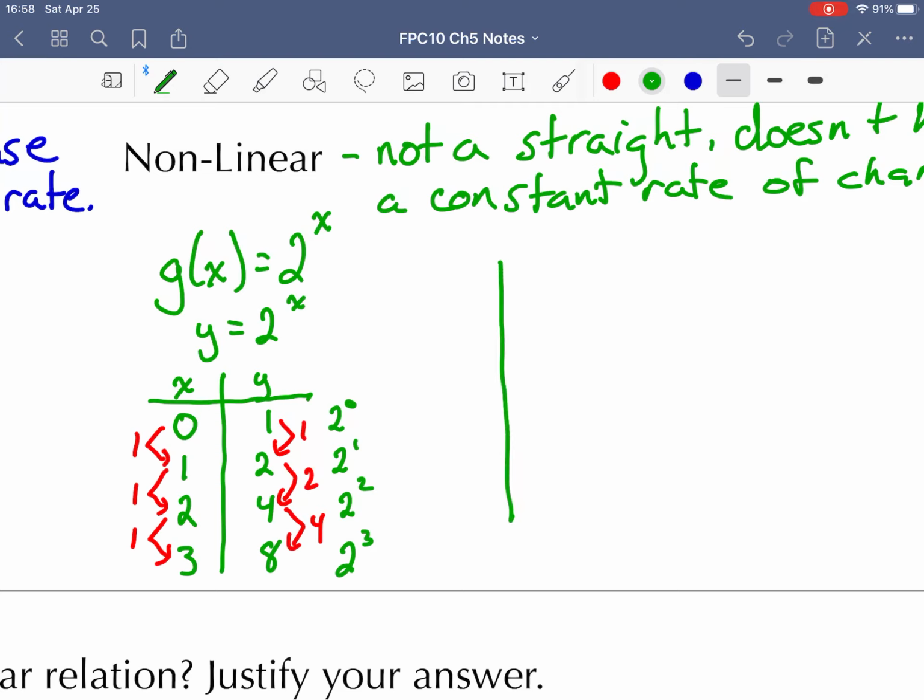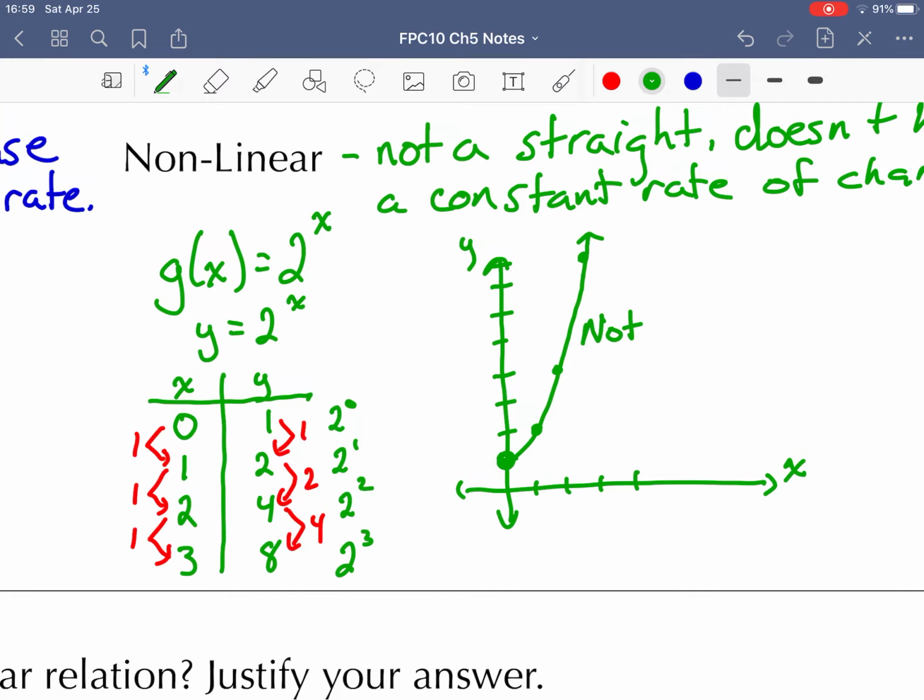Let's take a look at how this looks on the graph. x and y. 1, 2, 3, 4. That's all I need to go up to. 1, 2, 3, 4, 5, 6, 7, 8. At 0, it's at 1. At 1, it's at 2. At 2, it's at 4. And at 3, it's way up here, it's at 8. You can see these points do not end up on a straight line. They end up on a curved line like this. This is not linear.